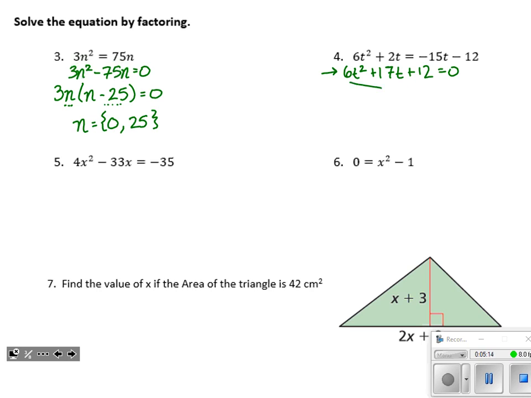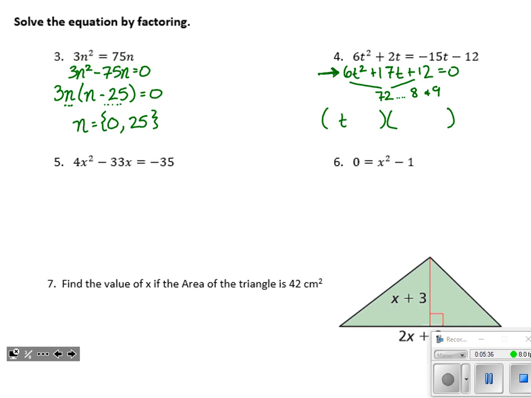So we have to take the product of the first times the last, and we get 72. And I'm thinking, what numbers multiply to be 72 and add up to 17? Oh, it's 8 and 9. So now what we're going to do is set up our factors to make that foiling process work for this trinomial that we have the arrow pointing to right here.